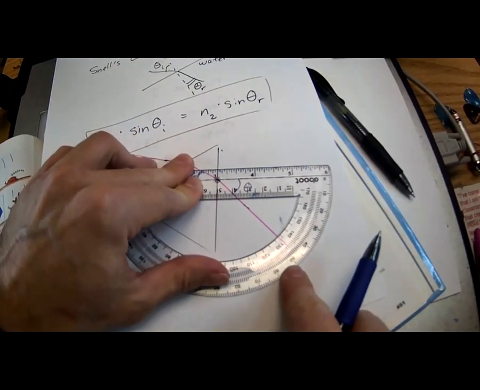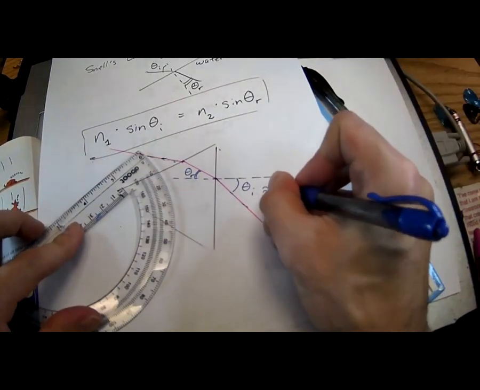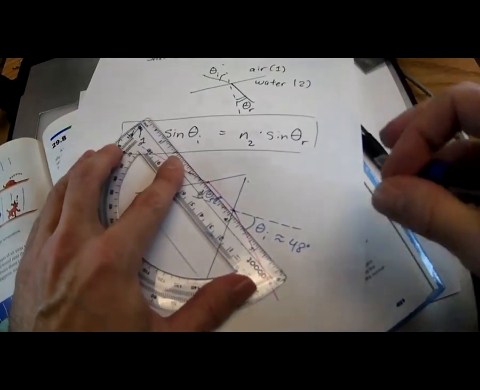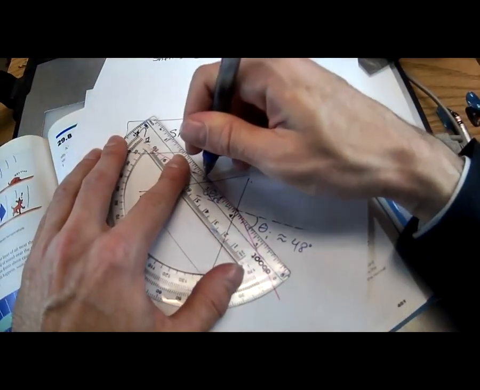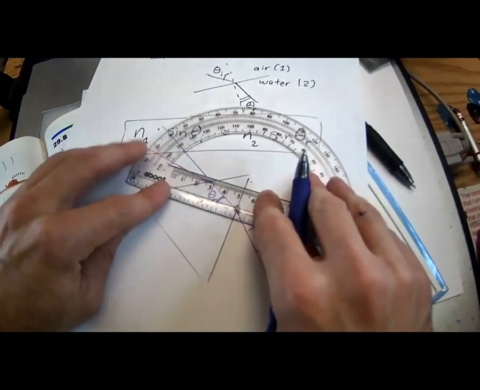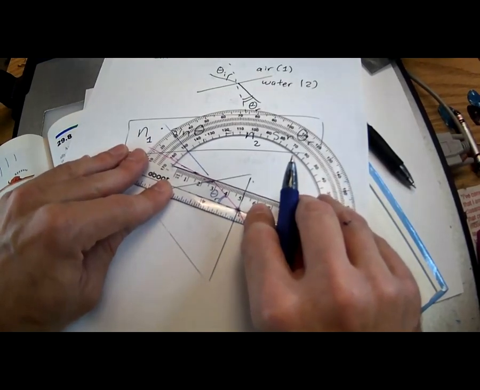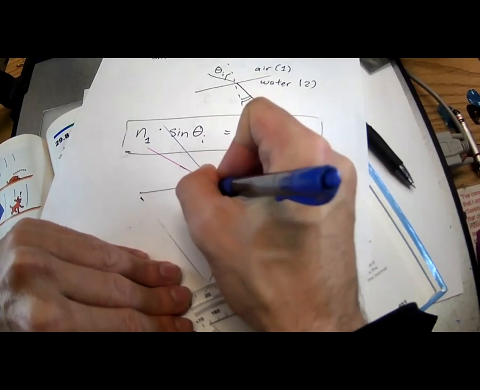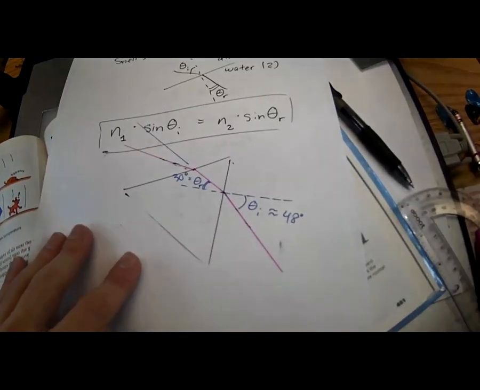Looks like 48 degrees, maybe about 48 degrees. Okay. And how about the refracted angle? And here's where I have to extrapolate. So this is gonna go that way. See what that crosses through. I'm looking at about, oh, that's like 30 degrees. So 30 degrees. Okay. So 48 degrees versus 30 degrees.